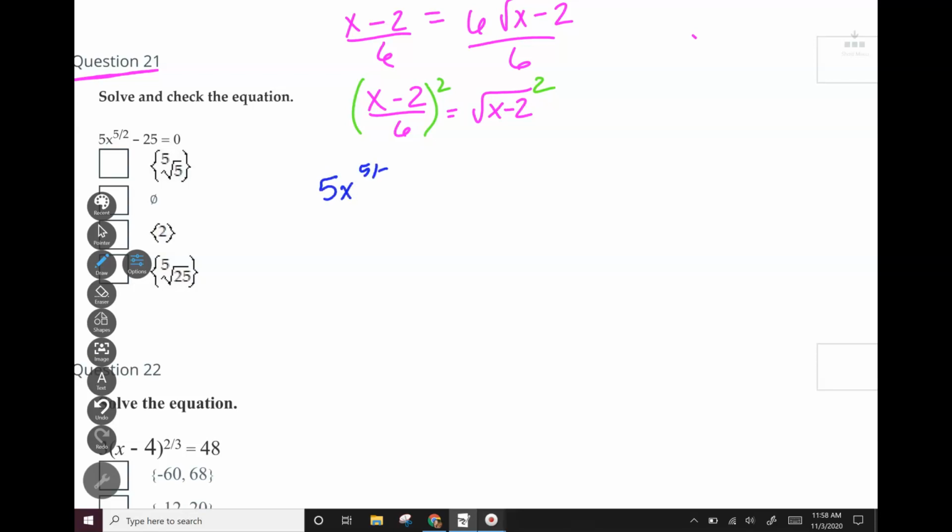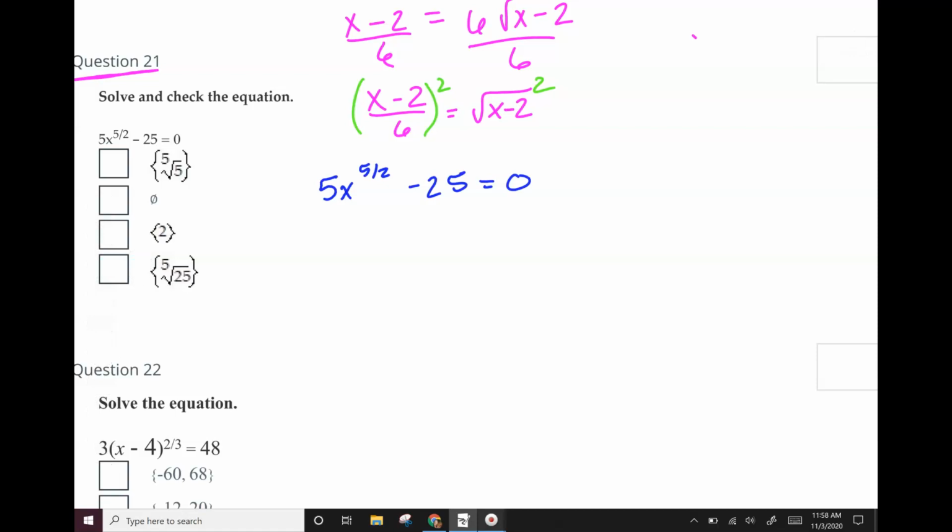5x to the 5 halves minus 25 equals 0. This is similar to the problem that we just did. No, not really. But you've got a rational exponent, which is the same thing as having a radical as part of your problem. You've got the square root involved.